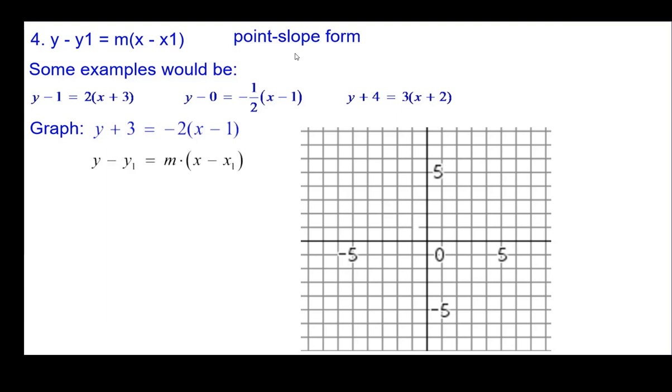So I'll write the generic equation right below it, and I can identify x1 comma y1. X1 is going to be positive 1 right here because we're subtracting a positive 1. But y1 is going to be negative 3 because we're subtracting a negative 3, which is like adding a positive 3. So be aware of that. So that's our point that is on the line. We'll plot that point, 1 comma negative 3.